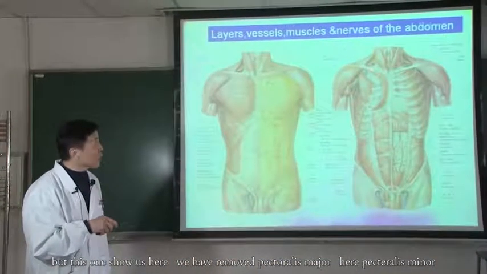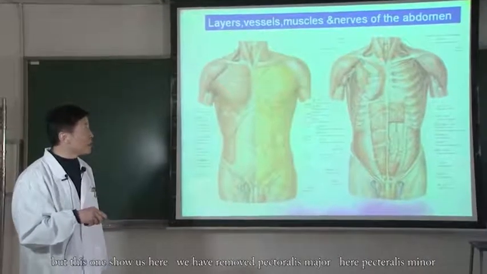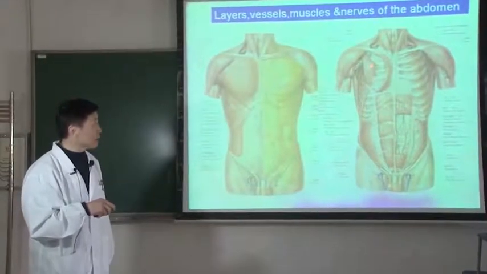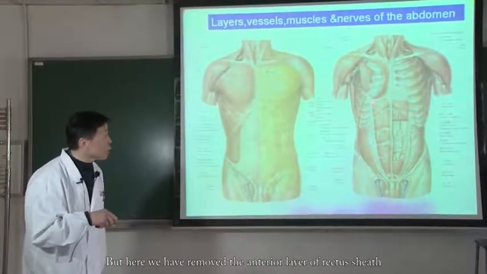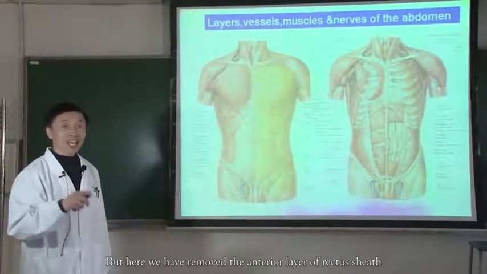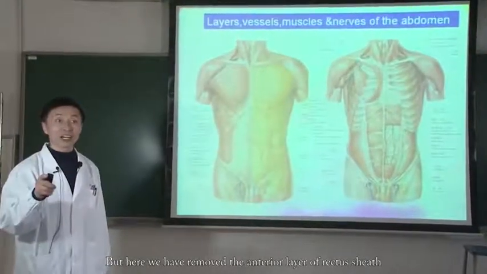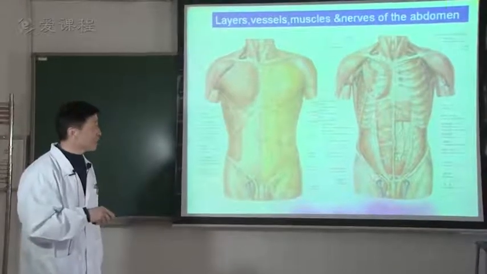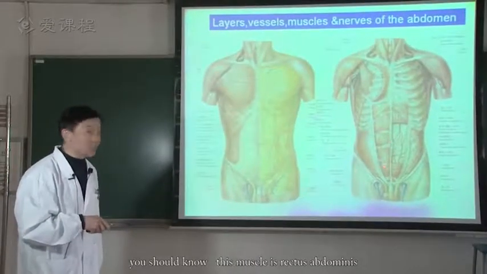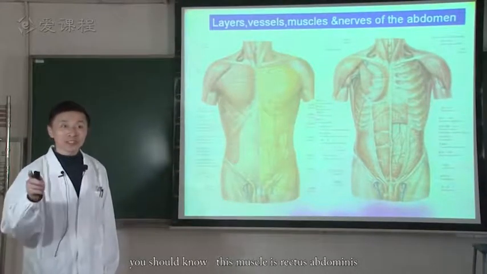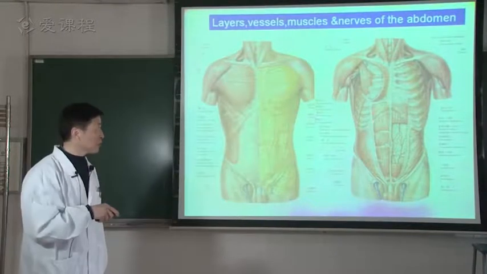But on the left, this one shows us here, we have removed the pectoralis major. Here, pectoralis minor. But here, we have removed the anterior layer of the rectus sheath. You should know this muscle is rectus abdominis.